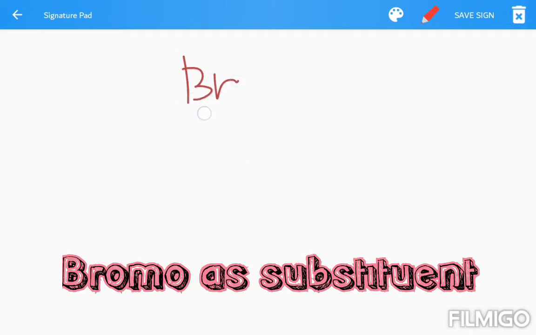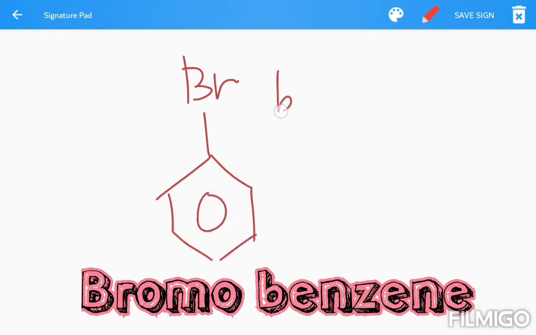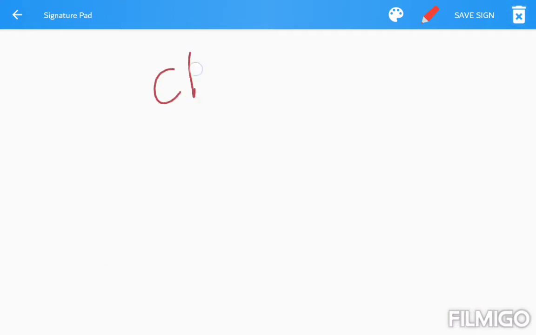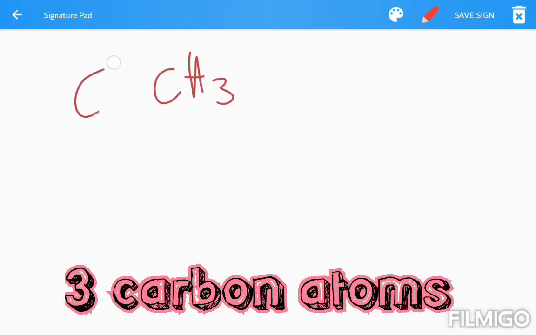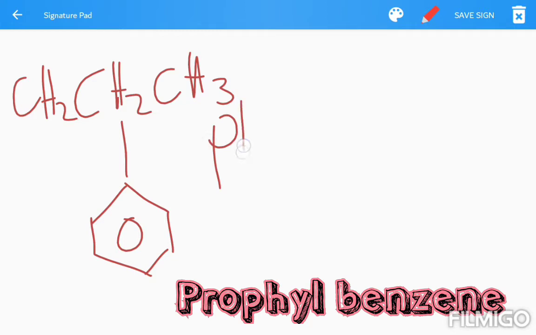Same as we have a bromo attached to a benzene ring will give us a bromobenzene. Also, if we have a propyl attached to a benzene ring, it will give us a propylbenzene.